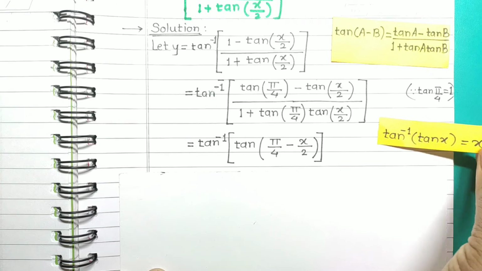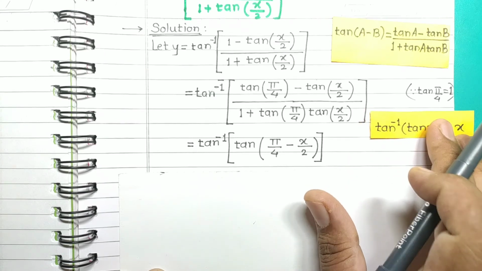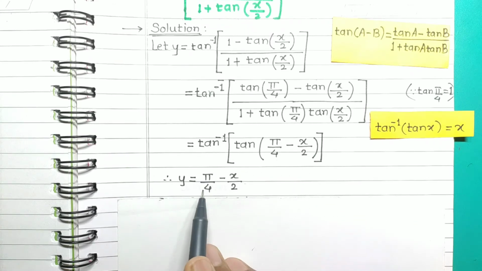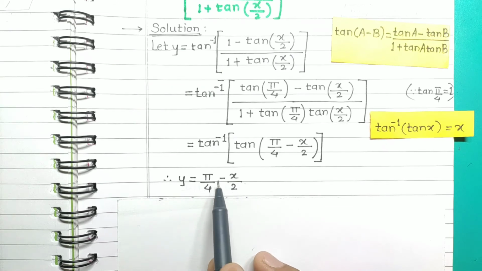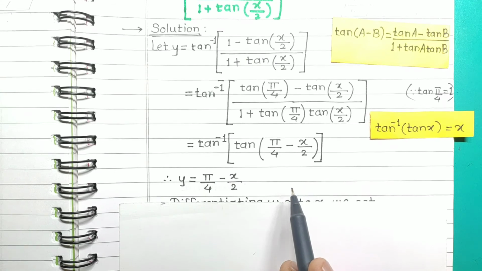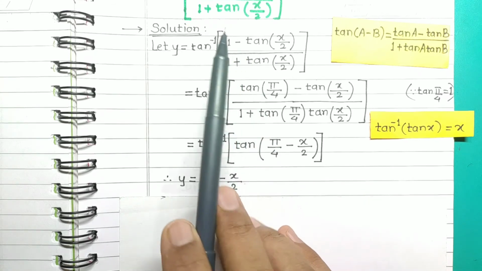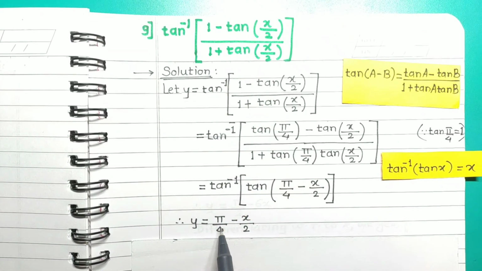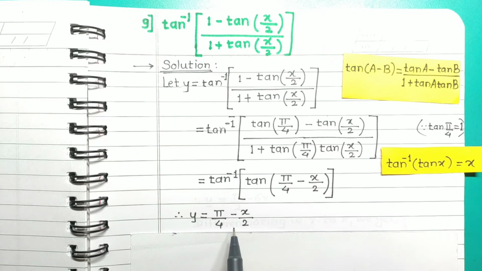So that using this property, tan inverse of tan x is equal to x, we can simplify this function to get a very simple function, pi by 4 minus x by 2. So you can easily see here that this trick is working so interestingly. We have converted this given complicated function to just a simple function, pi by 4 minus x by 2. Okay, now it's very easy to differentiate.